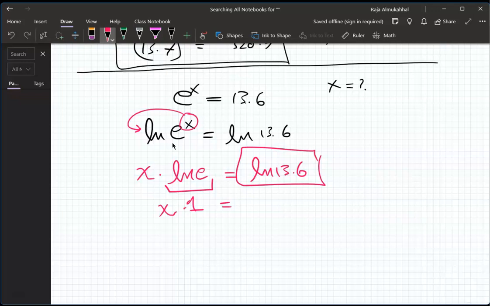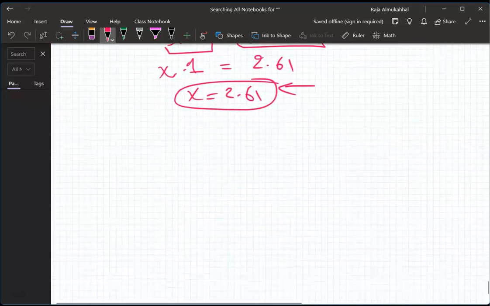I can use now my calculator. So I go natural log. Go ahead and use it with me, please. Make sure you get the same answer. I am getting 2.61. So x equals 2.61. There we go. Problem solved. You see that? See how useful it is? Okay. Let's do one more.